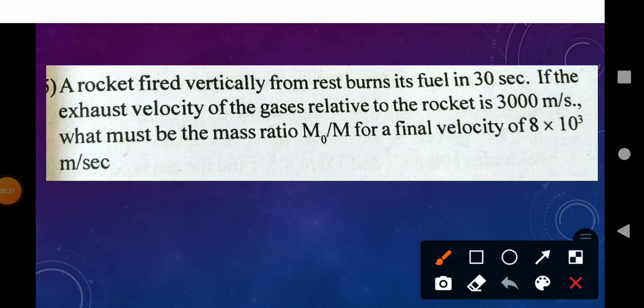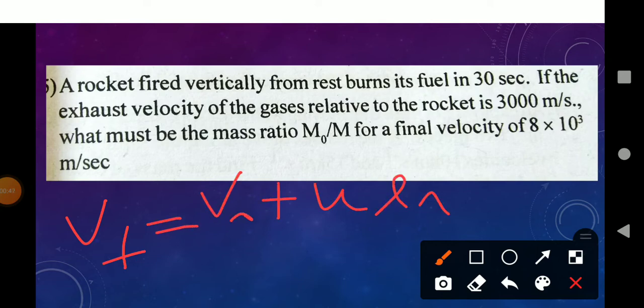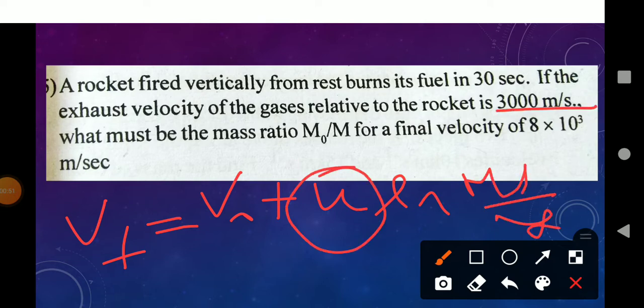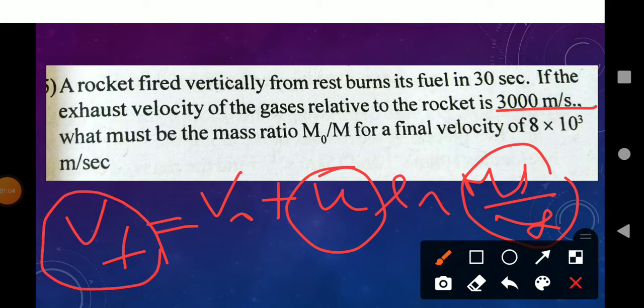So this is a problem on the velocity of the rocket in free space, that is Vf minus V0. So Vf is equal to V0 plus U log Mi by Mf. They have given U, the exhaust velocity, 3000 meter per second, and we need to find Mi by Mf, or M0 by M, that is the ratio of masses. They have given the final velocity, that is Vf is equal to 8 into 10 cube.